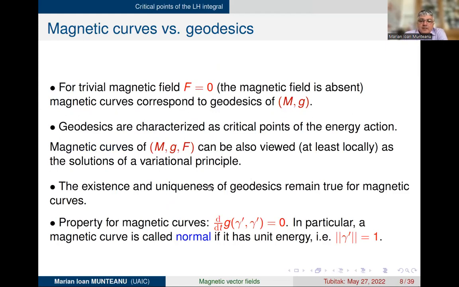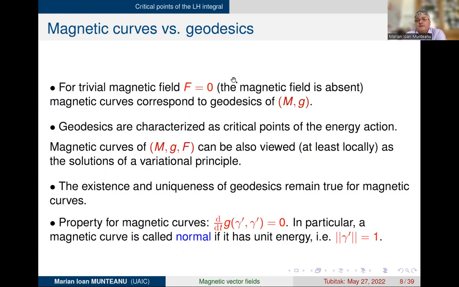And the existence and the uniqueness of geodesics remains true for magnetic curves if we fix the initial point and the initial velocity. And also the property of having the same energy or the same speed along the trajectory. Okay, this is an easy job to do, and gamma prime has unit length. In particular, if we consider it to be 1, that means the parameterization is natural. The magnetic curve is called normal.